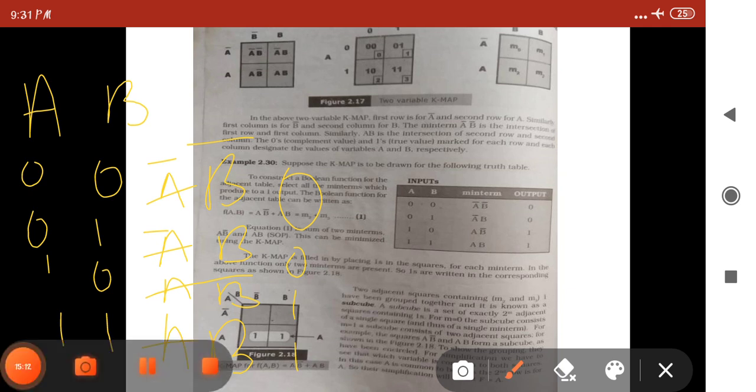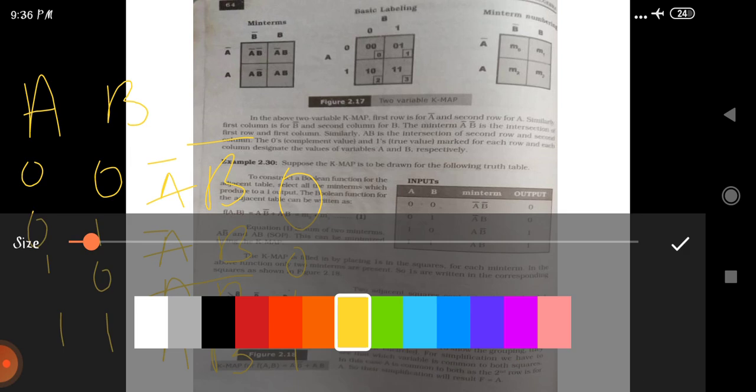Write the K map here. Minterms come here. Yes, this is the output they have given. Then draw the K map for this output. Let us see that one. This is the K map.